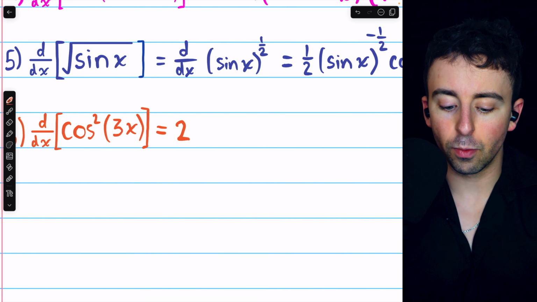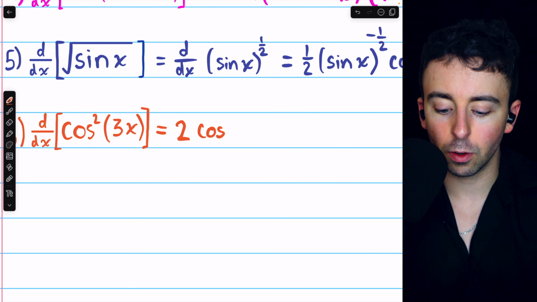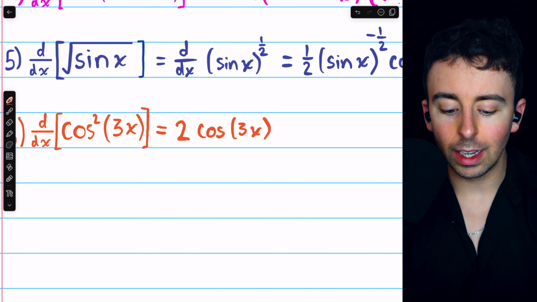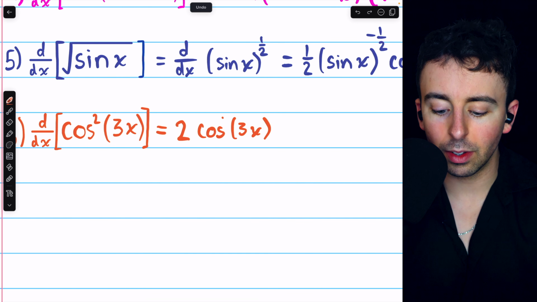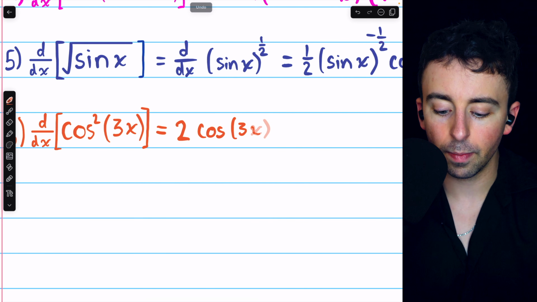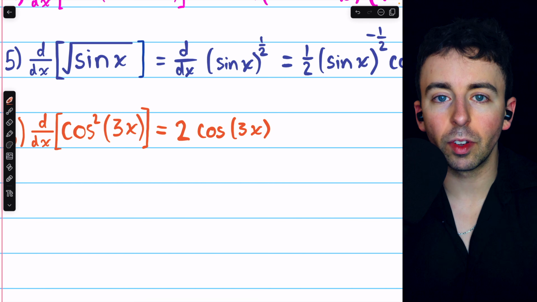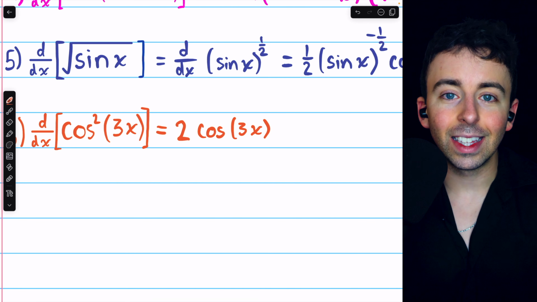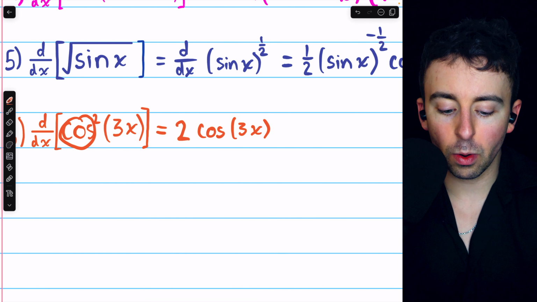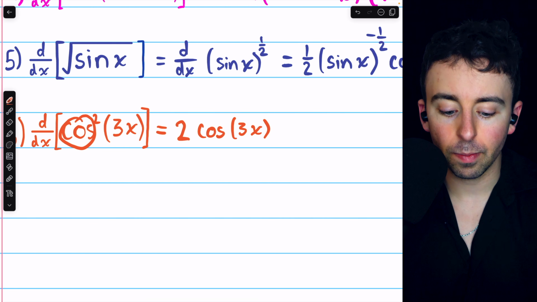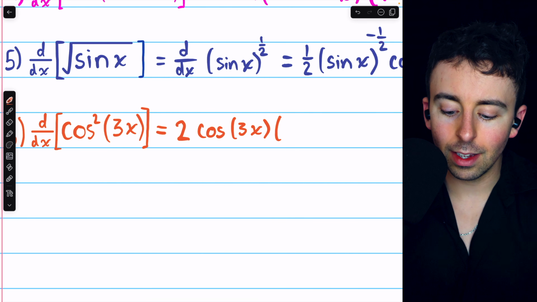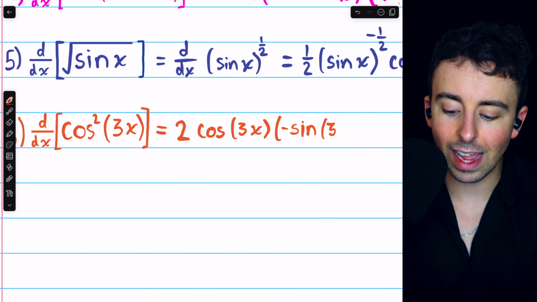That requires us to bring the power of 2 down as a factor, and then reduce the power of cosine by 1. It did have a power of 2, so now it's going to have a power of 1. Now we need to multiply by the derivative of the inside function. The inside function we're thinking about is cosine. That's the thing that was getting squared. The derivative of cosine is negative sine. So we have negative sine of 3x.